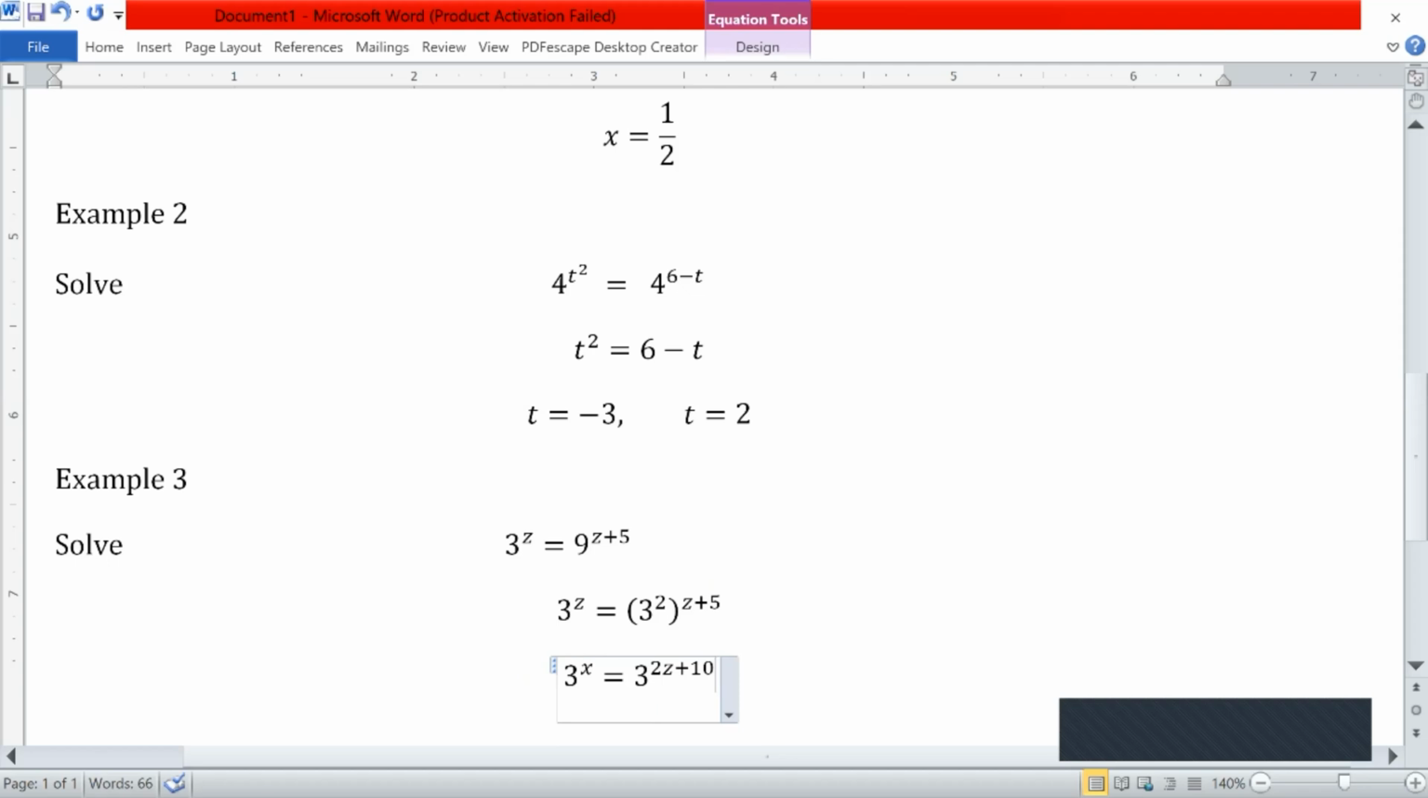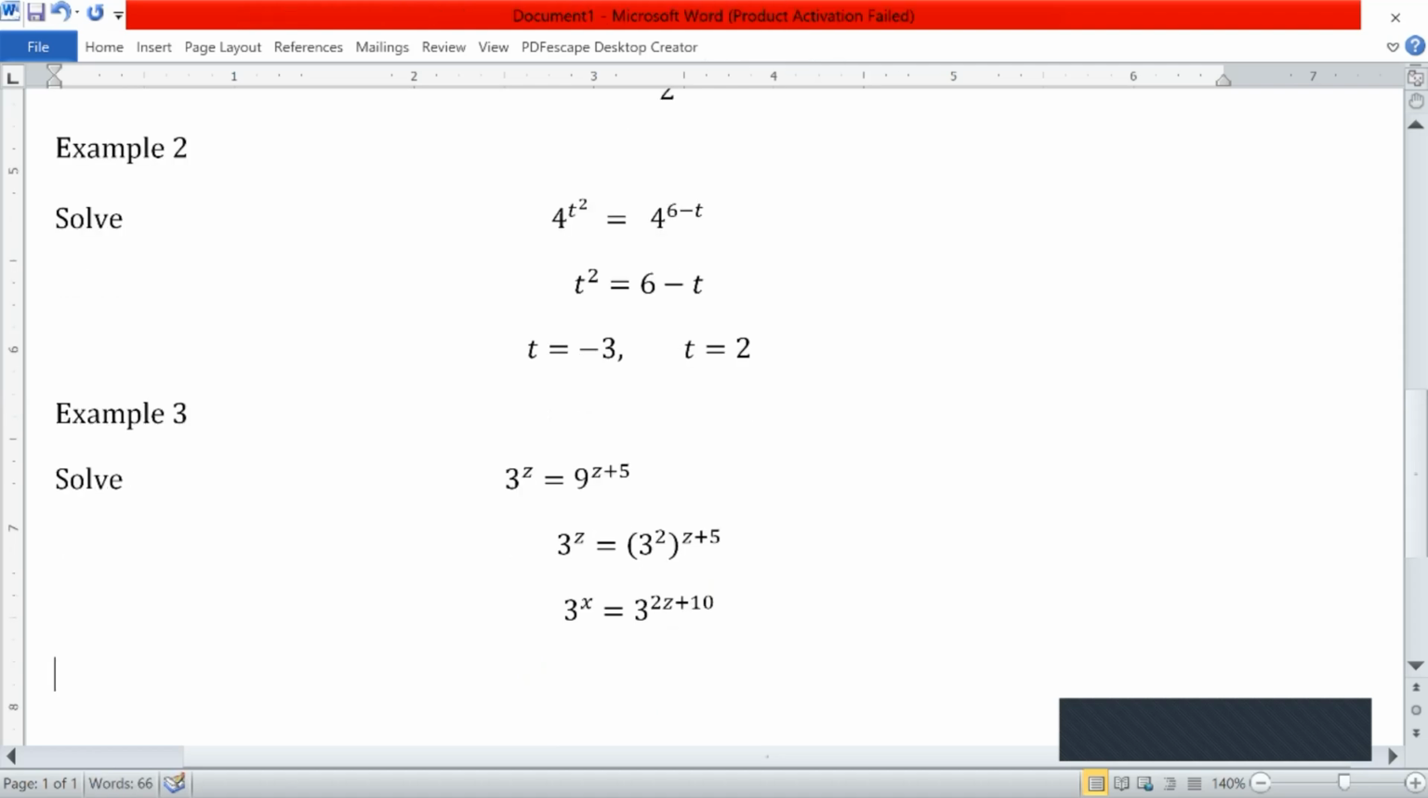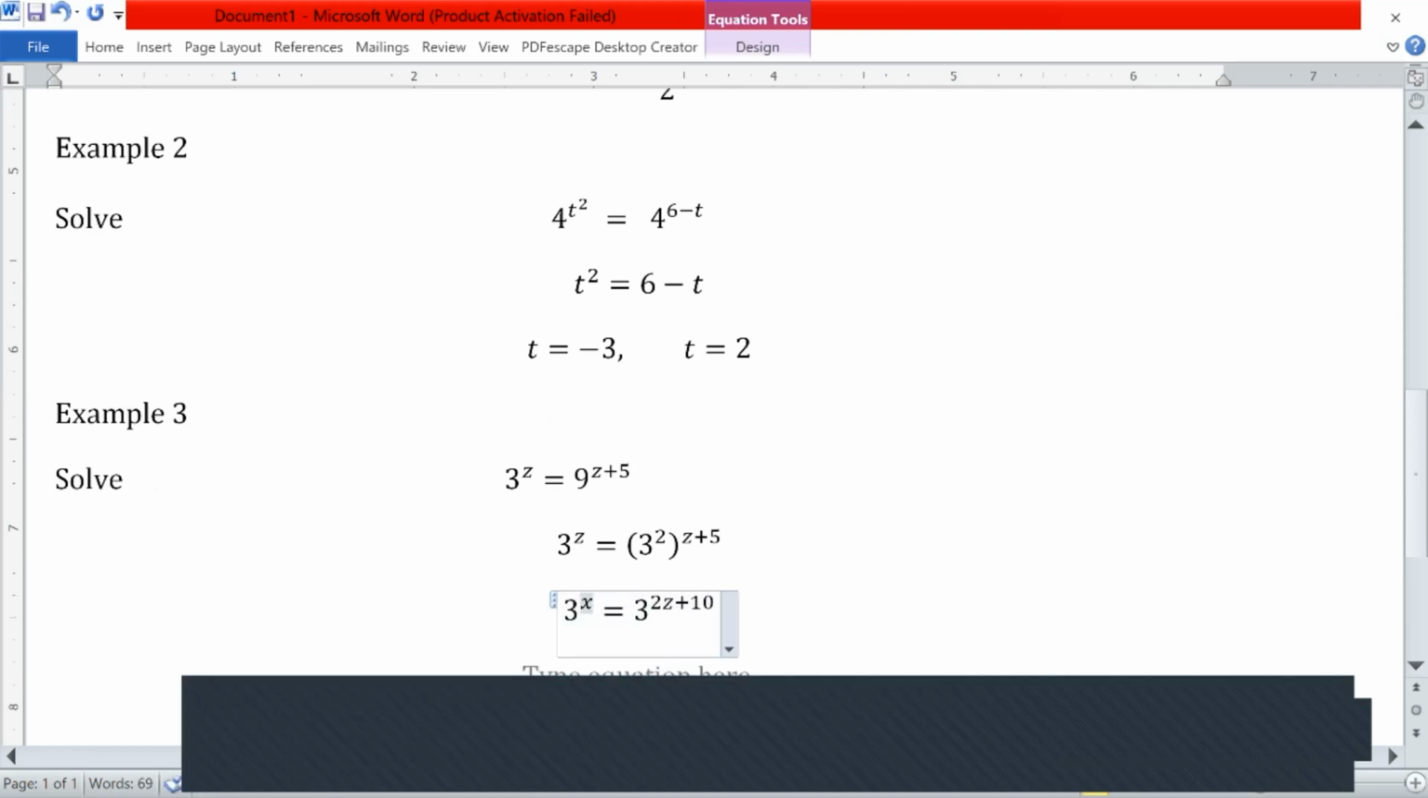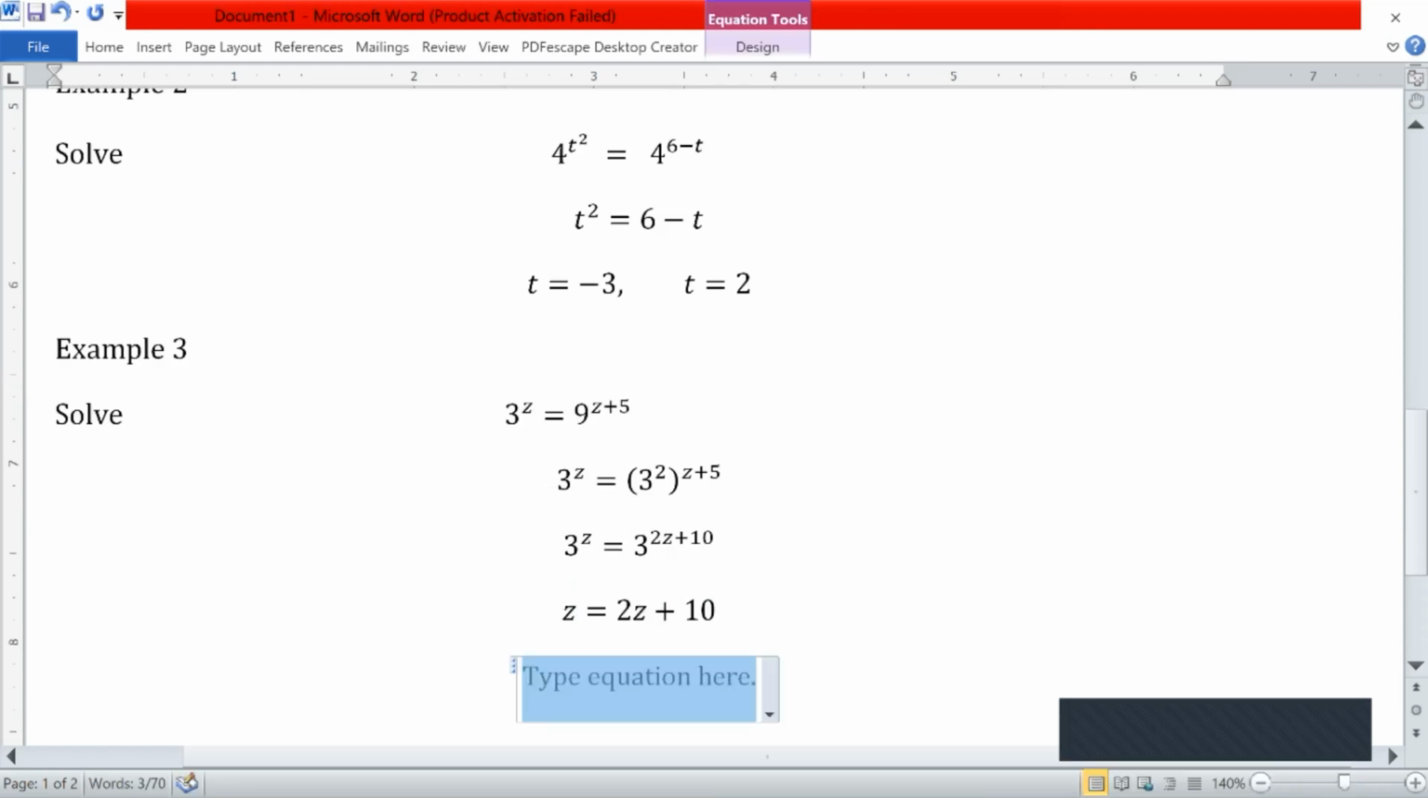Both terms on either side have 3 as the base, so you can equate the powers. I'm sorry, I have written x for z here. That's z. So z is equal to 2z plus 10. The moment you notice that we have gotten to the same base, the indices have to be the same. And then you solve this. z is equal to minus 10. Okay, good.